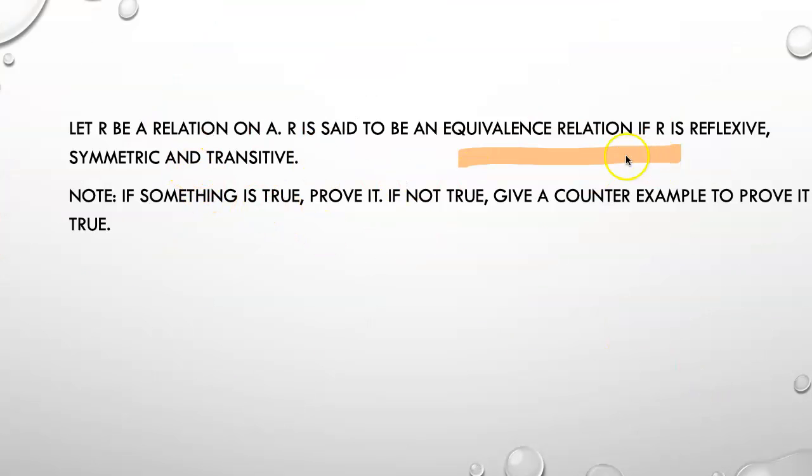R is an equivalence relation if R is reflexive, symmetric and transitive. Now, this is an important method to do mathematics. If something is true, we prove it. If something is not true, we give a counterexample to prove it is not true. So coming back to equivalence relation, what is an equivalence relation? It is reflexive, symmetric and transitive.